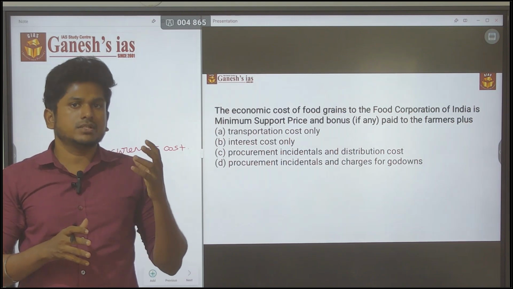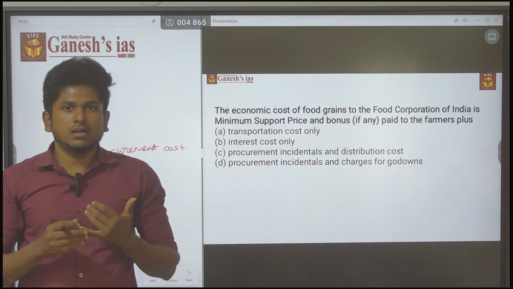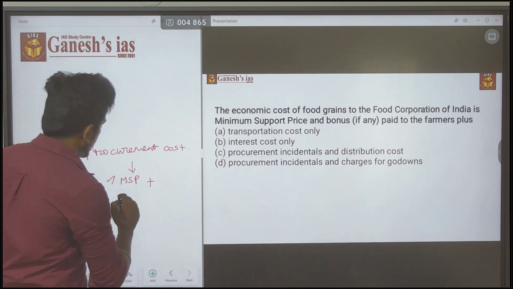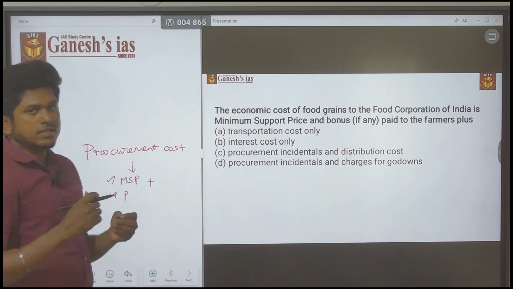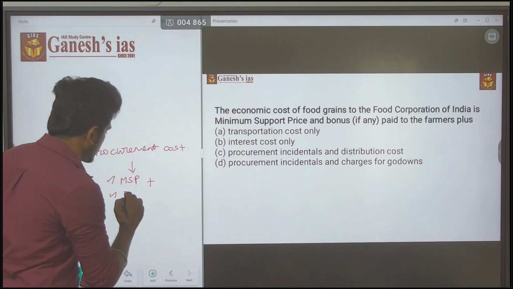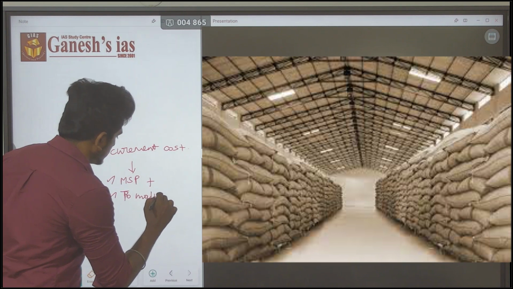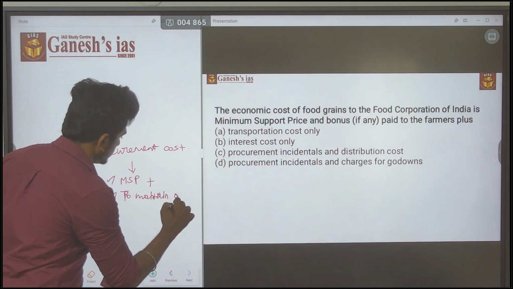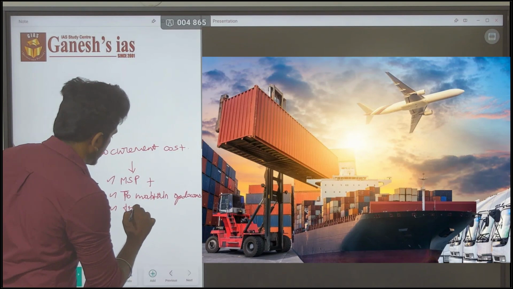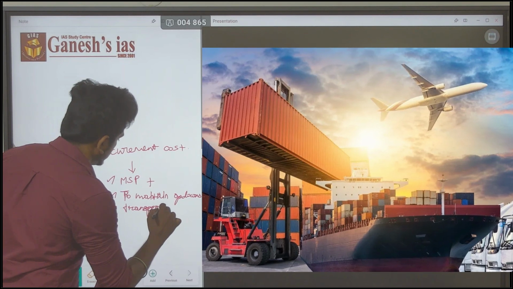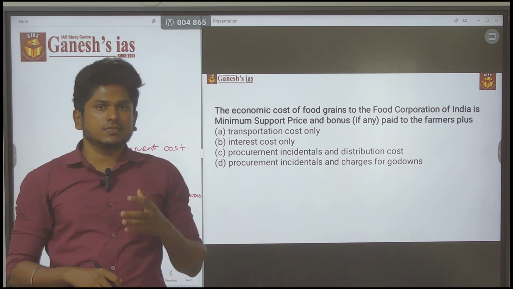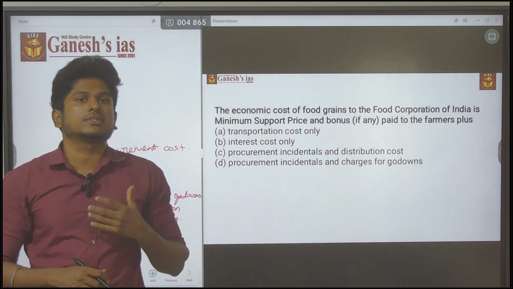But the Food Corporation of India has to manage all the economic activities. What are those economic activities? MSP, then the procurement cost, which means they have to maintain the godown and the transport activities, then the transportation cost. These will be the economic cost for the Food Corporation of India.